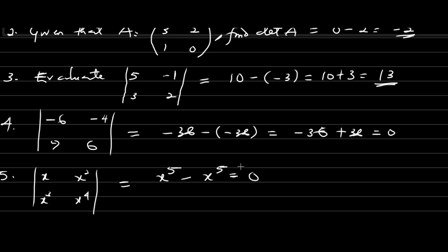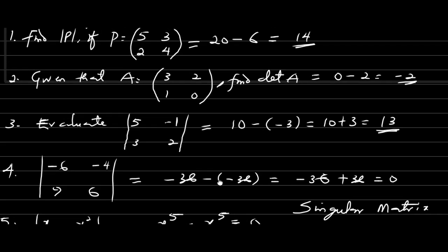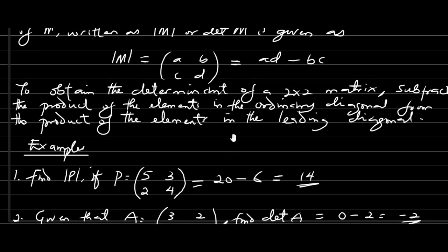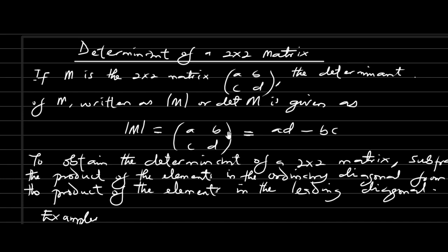So what did you notice in examples 4 and 5? We noticed that the determinant of the two matrices gave us 0. So we call such a matrix a singular matrix. A singular matrix is a square matrix whose determinant is equal to 0. So let's proceed to see how to find the determinant of a 3 by 3 matrix.